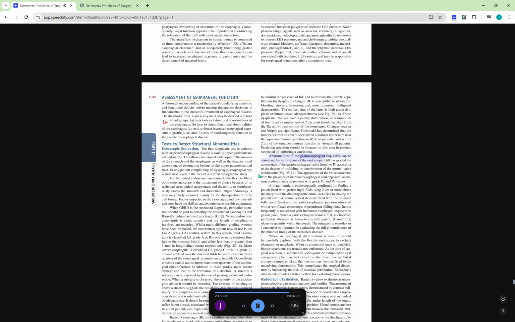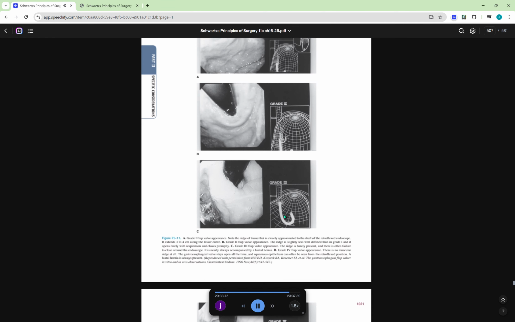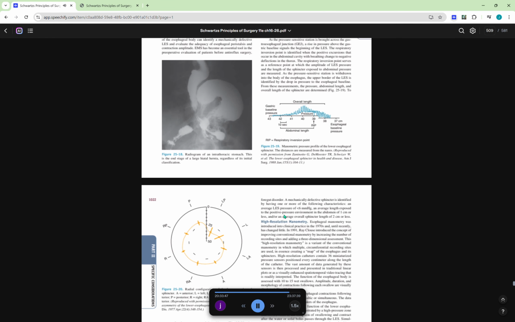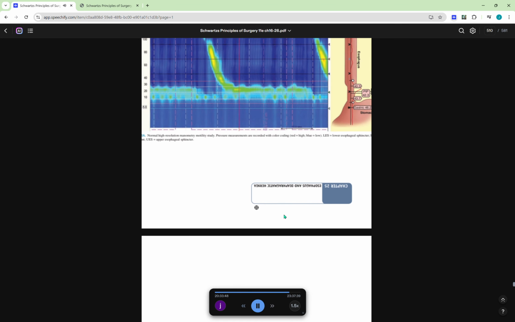Abnormalities of the gastroesophageal flap valve can be visualized by retroflexion of the endoscope. Hill has graded the appearance of the gastroesophageal valve from I to IV according to the degree of unfolding or deterioration of the normal valve architecture. The appearance of the valve correlates with the presence of increased esophageal acid exposure, occurring predominantly in patients with grade 3 and IV valves.